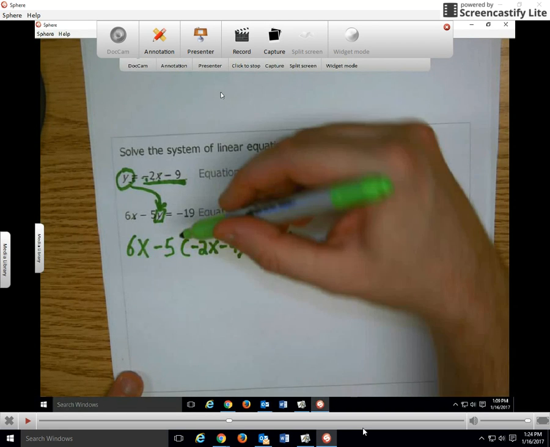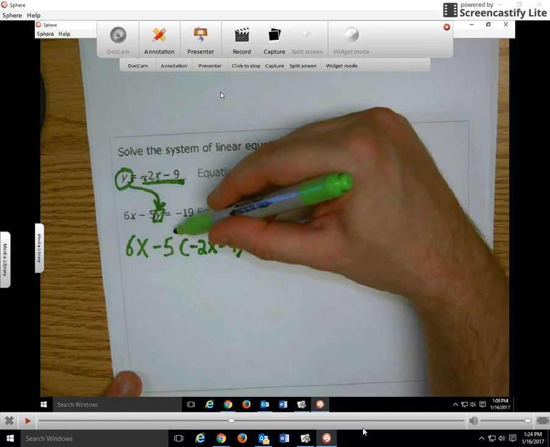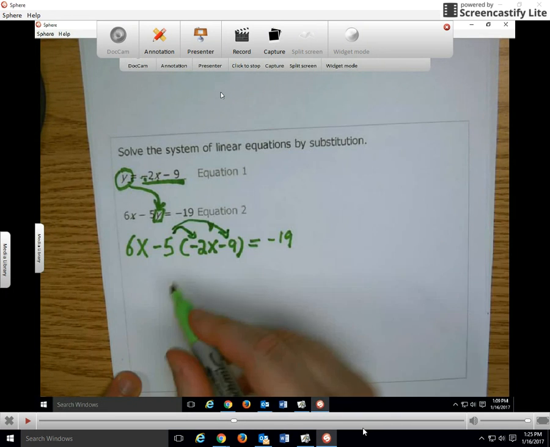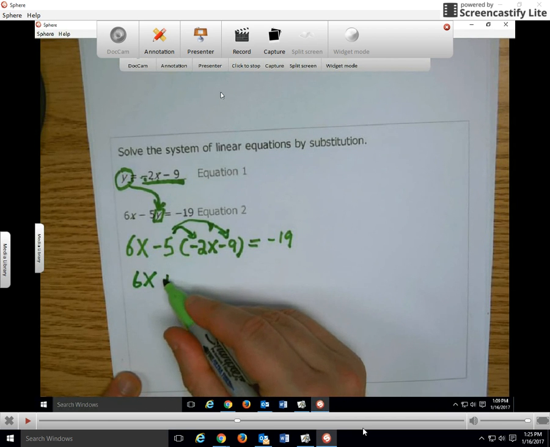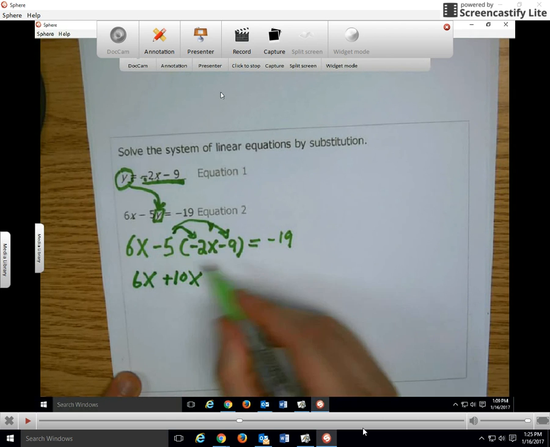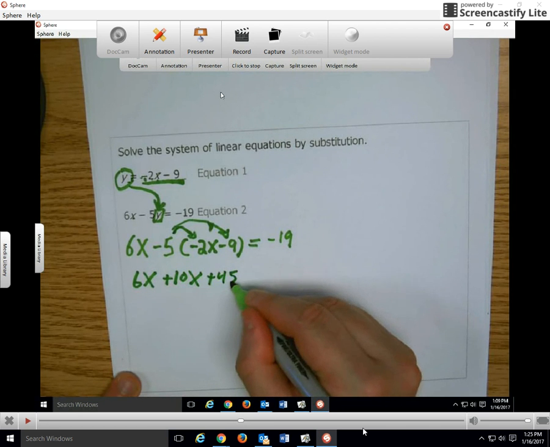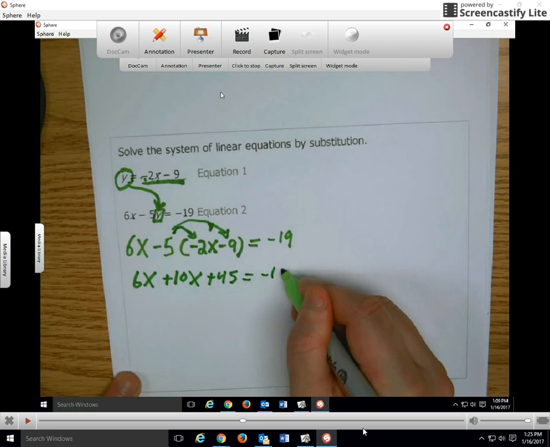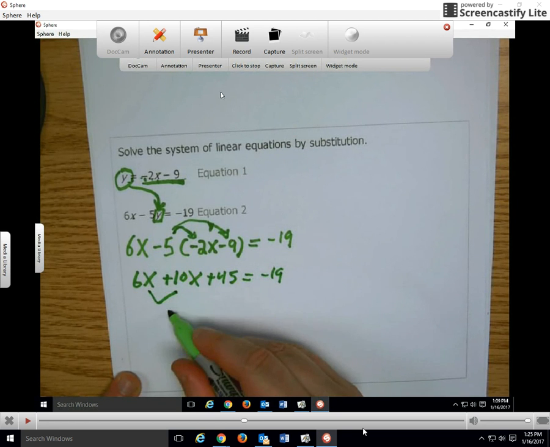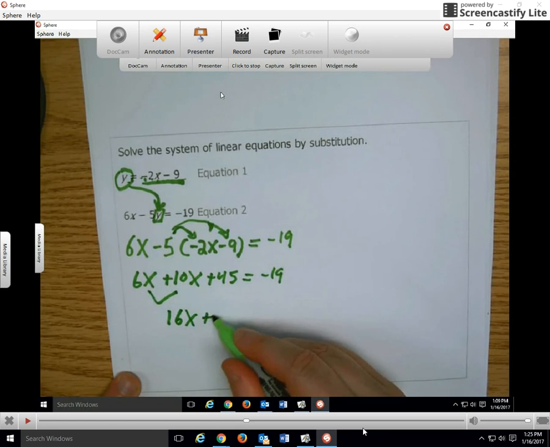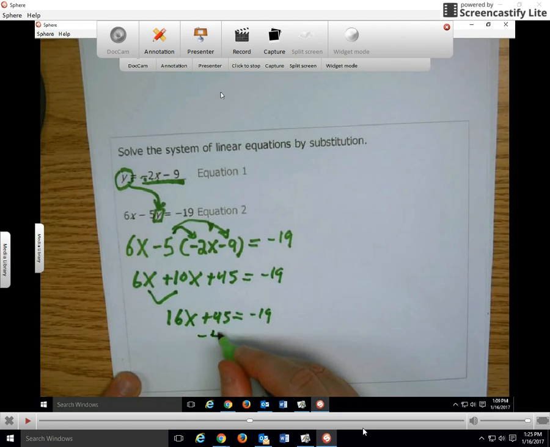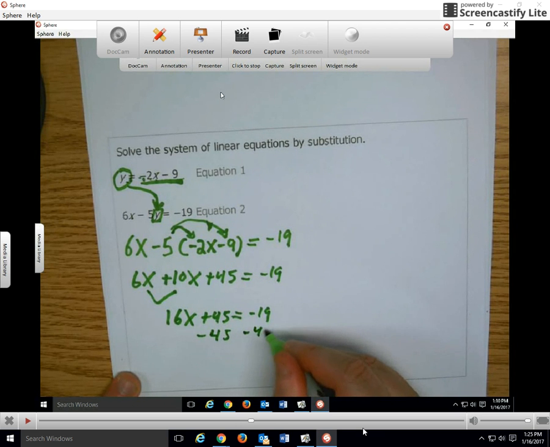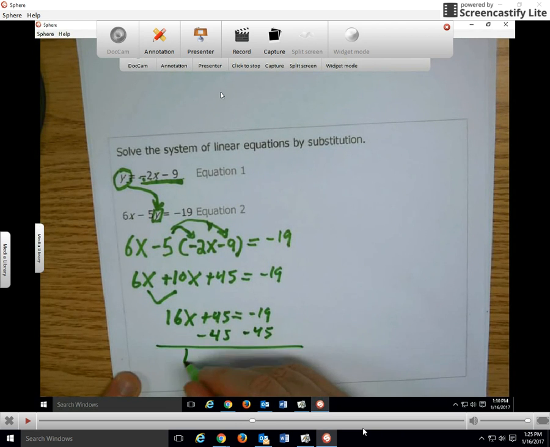Let's just do that. And this is just the normal order of operations that we always follow. So we're going to do the distributive property here, bring down what we didn't use. See, a negative 5 and a negative 2x would be a positive 10x. Negative times a negative would be a positive 45. And bring down the negative 19. Collect like terms. Bring down what you didn't use. And then we're just going to solve for x like we normally would. Bring down what we didn't use.